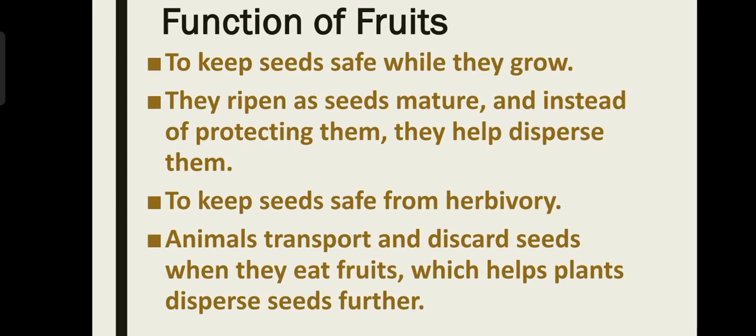Function of fruits. To keep seeds safe while they grow. They ripen as seeds mature, and instead of protecting them, they help disperse them. To keep seeds safe from herbivory. Animals transport and discard seeds when they eat fruits, which helps plants disperse seeds further.